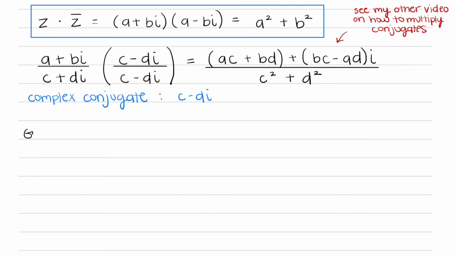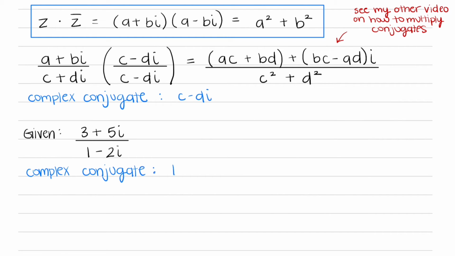In this problem, we are given 3 plus 5i divided by 1 minus 2i. So in this case, the complex conjugate would be 1 plus 2i. So let's multiply the top and bottom by 1 plus 2i.